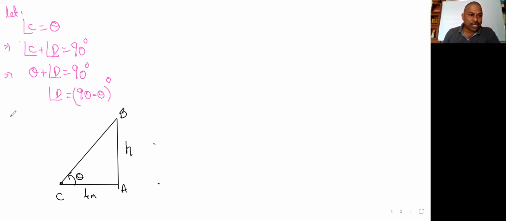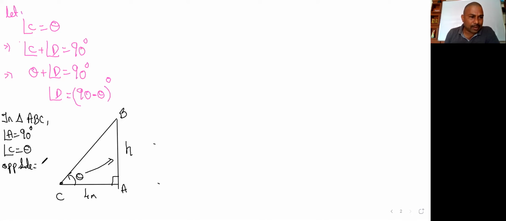Dhruvita, can you please tell me what is the name of the triangle in this? Is it ABC? Yes, sir. What is angle A? 90 degrees. What is angle C here? Theta. From that theta, what is the opposite side? AB. How much is it? H. Now, from that theta, what is the other side we know? The adjacent side.